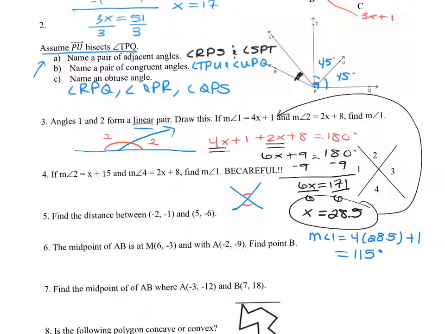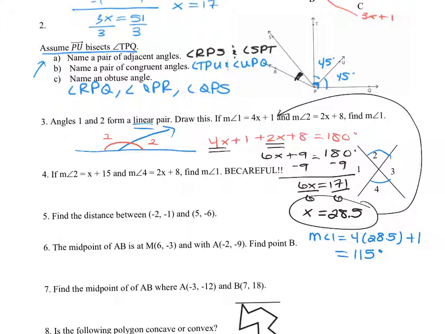So this one's a bit tricky. The one on your test is going to be slightly easier than this one, but just slightly. So let's see. It says if the measure of angle 2 is x plus 15 and the measure of angle 4 is 2x plus 8, find the measure of angle 1. So that one's got several parts to it. 2 and 4 are across from each other, so that means their measurements are equal.